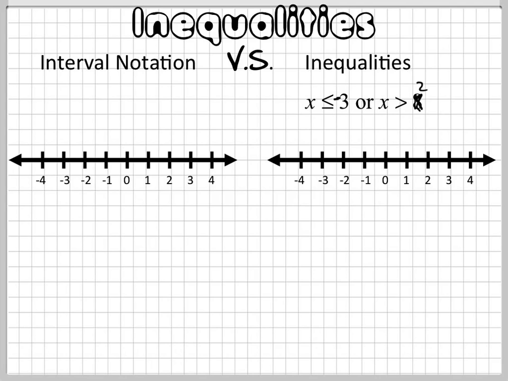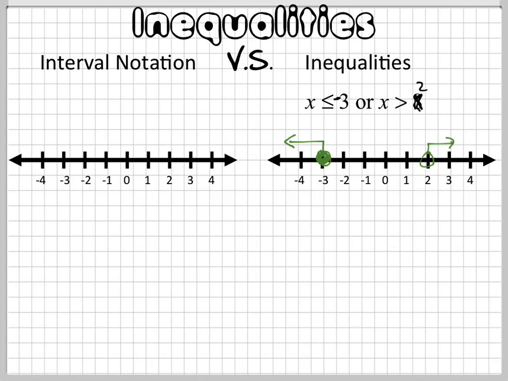For this one, I start at -3, and it's a closed circle because it says equal to. This line right here says equal to. And then it says x is less than 3, so I'm going to point to all the numbers less than 3. The other one says x is greater than +2. There's no equal to, so that means I have to have an open circle, and I point the arrow to the right.